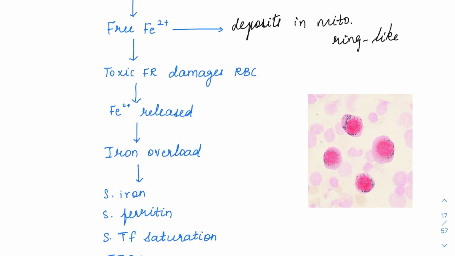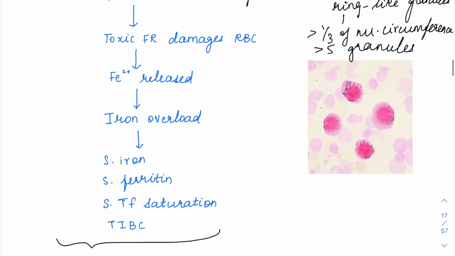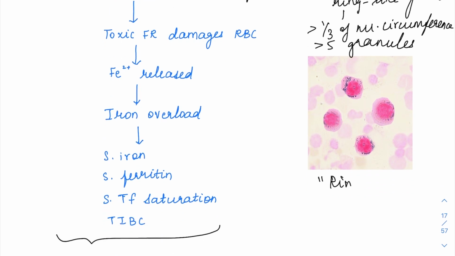So iron granules are deposited in a ring-like fashion around the mitochondria, and this is going to cover more than 1/3 of the nuclear circumference. And you should have at least 5 granules. So at least 5 iron granules covering more than 1/3 of the nuclear circumference in a ring-like fashion, that is in the mitochondria. This is the classical description of ringed sideroblasts. In sideroblastic anemia, you see these ringed sideroblasts.